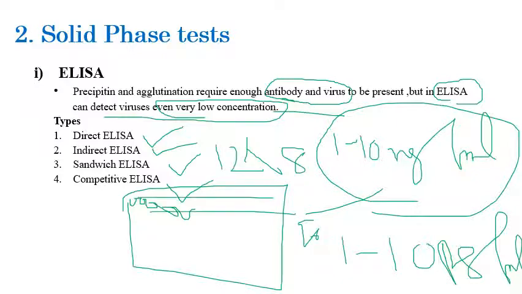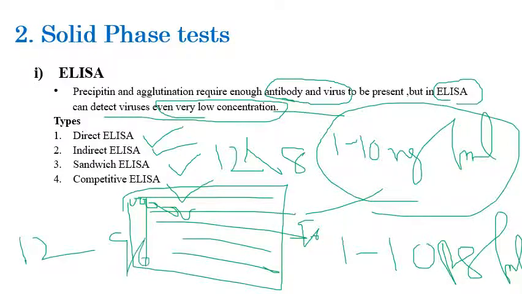12 columns of 8 wells each, that is 12 into 8 equal to 96. A total of 96 wells are present. This is the basic standard plate that we use in ELISA.